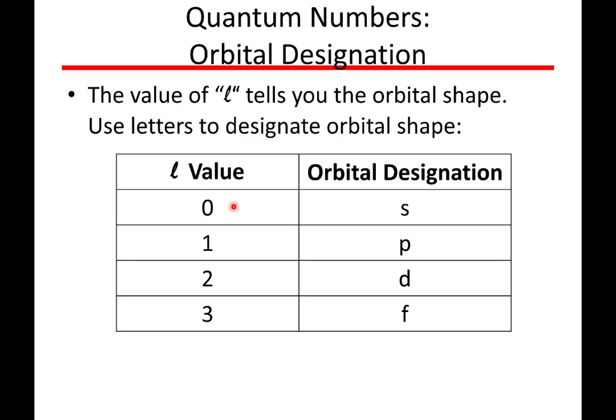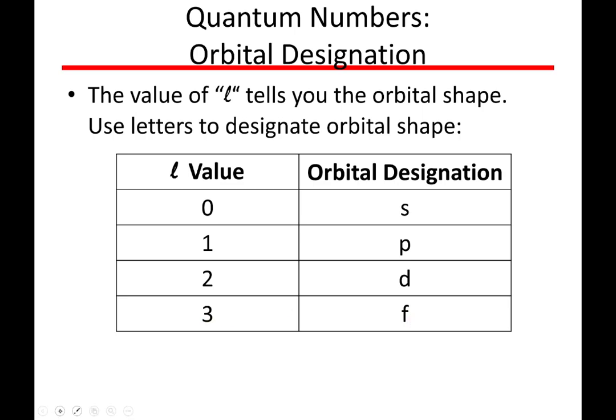So if you have an L value of 0, we're going to designate those as S orbitals, or we would say this is an S subshell. When you have an L value of 1, we would designate those orbitals as p orbitals, and we would say this is a p subshell that we're dealing with. For L of 2, the orbital designation is d, and for an L value of 3, the designation is f. You have to make sure that you're aware of what these letters mean, and know that anytime you see an L of 3, that's the same thing as a designation of f, or if you see a designation of f, you have to know that means that the L value is 3.